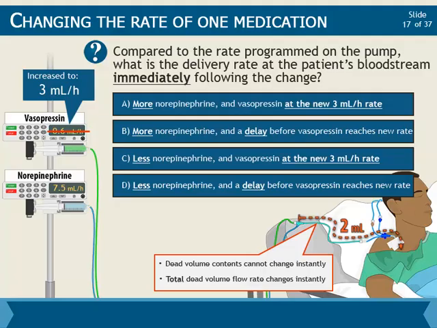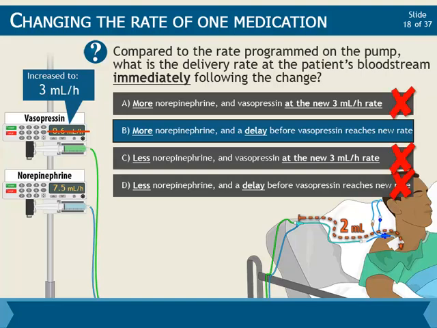That is incorrect. In the slides ahead, we will see why the patient temporarily received more norepinephrine than programmed on the pump, and there was a delay before they started to receive the vasopressin at the new 3 milliliters per hour rate. That is correct.